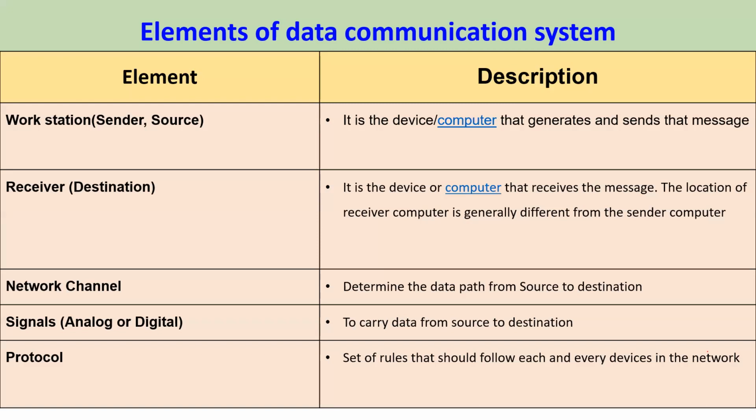Right. Then signals. Signals we are using to carry data from source to destination, that we identified earlier. Then protocol. Protocols are the set of rules that each and every device in the network should follow. The need for protocol, I explained using a real life example also. The same thing happens with computers, because when we consider computers, each and every computer talks different languages. One uses Windows 10, another one Linux, another one an Android version.